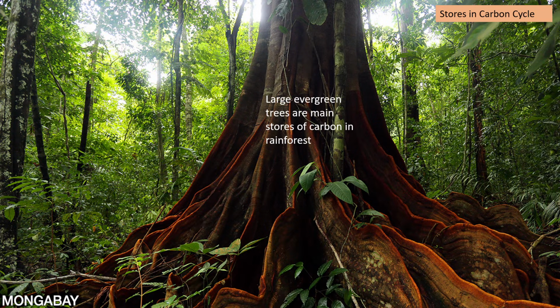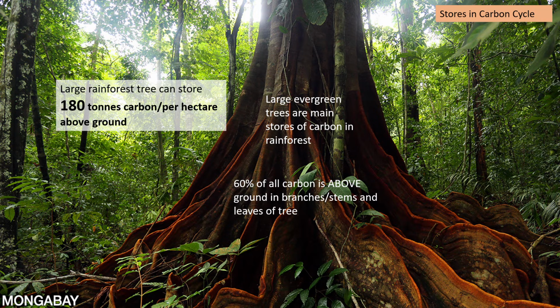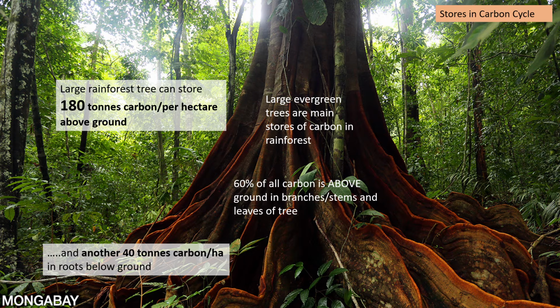The most important thing in terms of carbon storage in this carbon sink is these evergreen trees. They store 60% of the carbon above the ground in branches, stems and leaves, so really, really significant. That means 40% of the carbon will be stored in the roots below the ground. In terms of how much they can store, 180 tons of carbon per hectare above the ground is what one tree can actually store. And like I said, carbon is still stored below, so 40 tons per hectare in the roots, but a very, very significant difference between above ground and below ground.